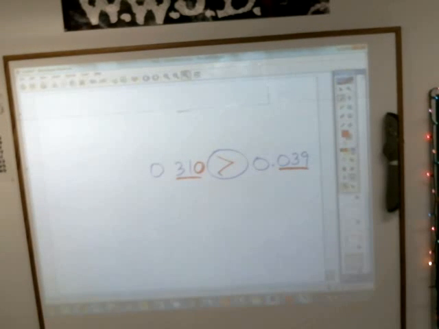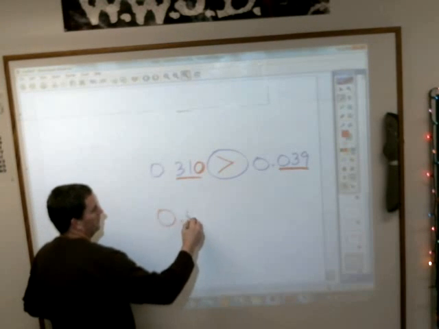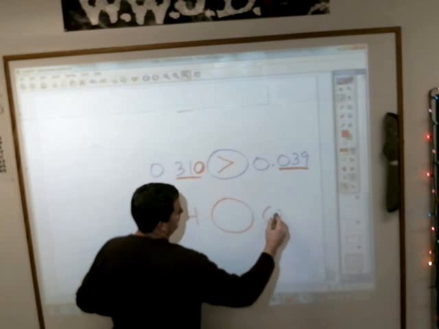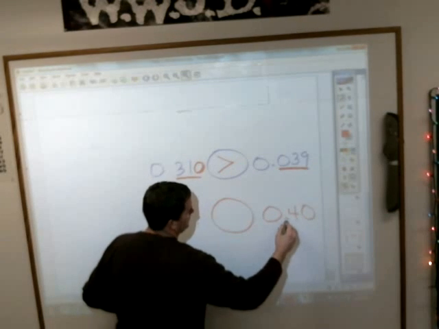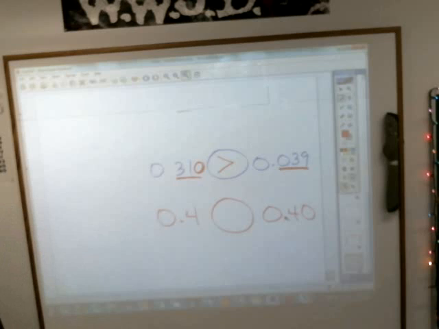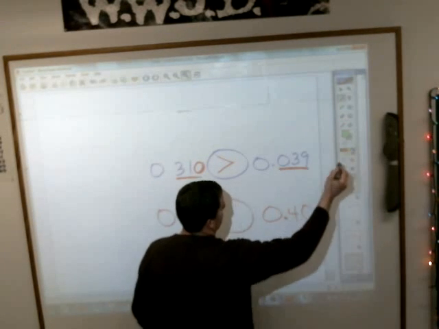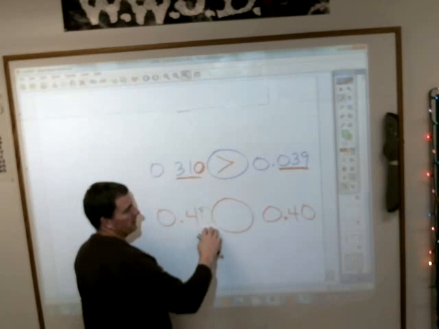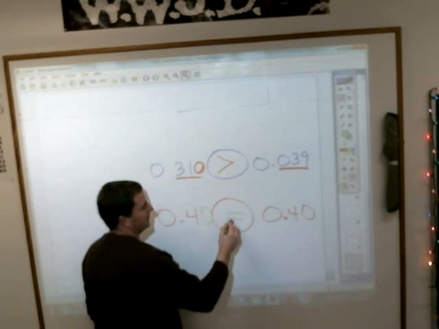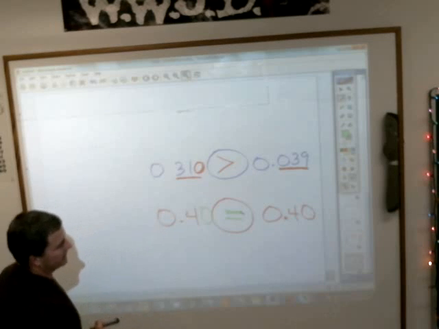Let me give you one to try here. How about this one? 0.4 compared to 0.40. Which one is larger? Michael? They're equal. Very good. Why do I know that? Because if I add a 0 to this, so there's 2 after the decimal, they're the exact same thing. Everybody kind of catch on to that?